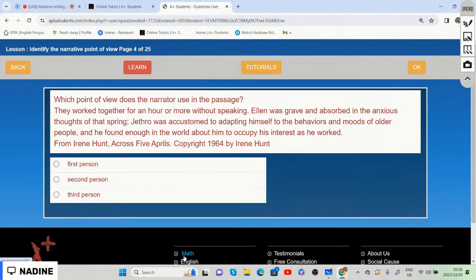So they worked together for an hour or more without speaking. Ellen was grave and absorbed in the anxious thoughts of that spring. Jethro was accustomed to adapting himself to the behaviors and moods of older people, and he found enough in the world about him to occupy his interest as he worked.